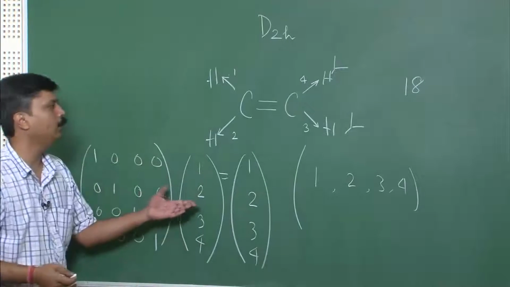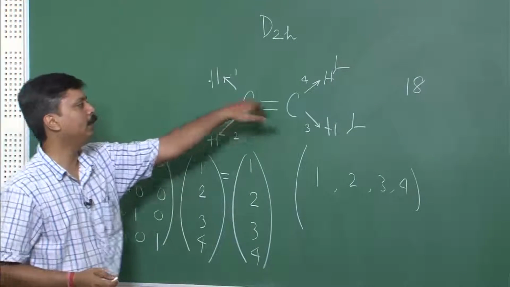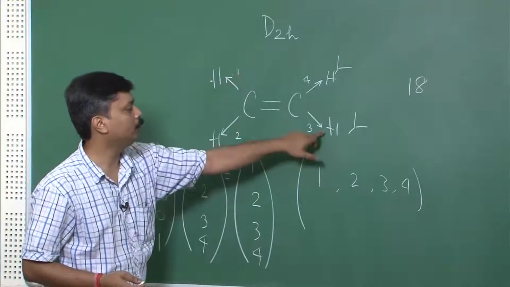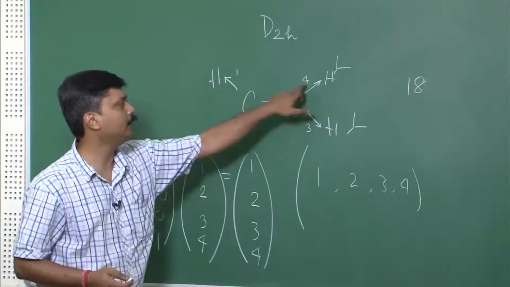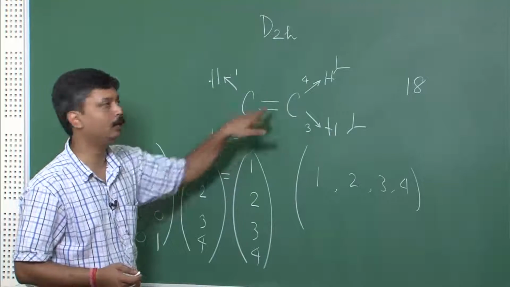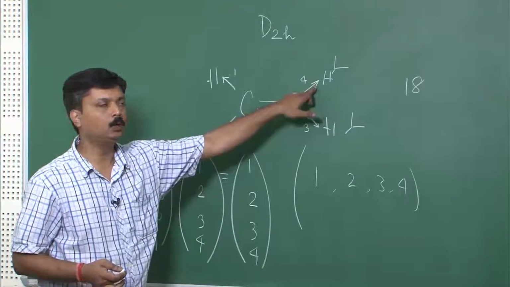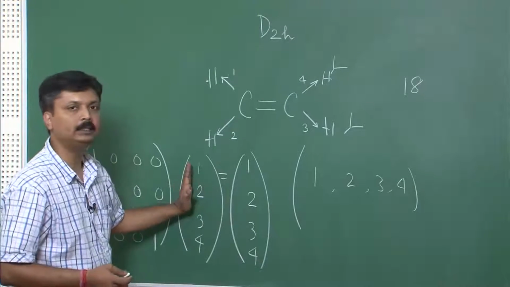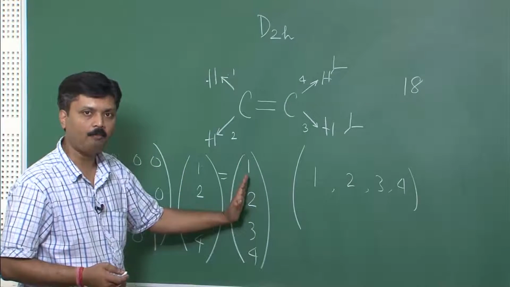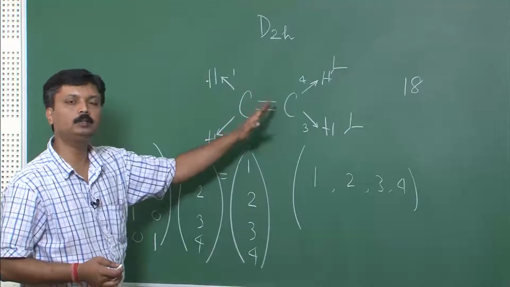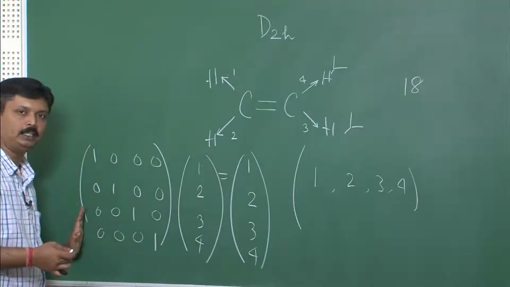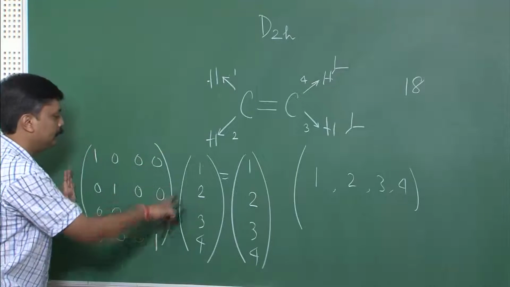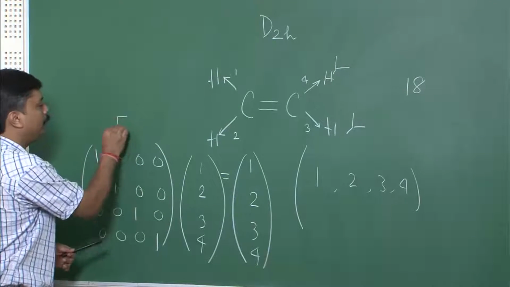Similarly, I can find what will happen if I operate C2. In case of C2, 1 will go to the place of 3, 3 will come here, and this one will go here, 2 will come to this place. So I will know exactly how my column vector is getting modified after a particular operation, and then correspondingly I can find the matrix form of that symmetry operation. So this is the matrix form for the identity operation.